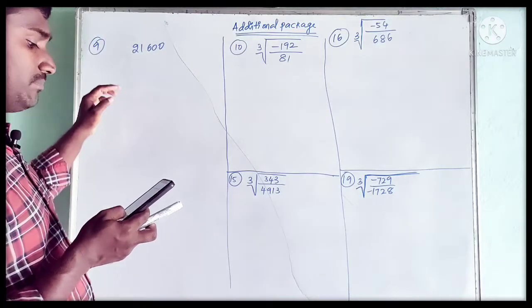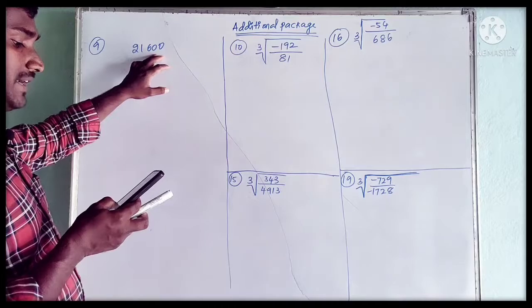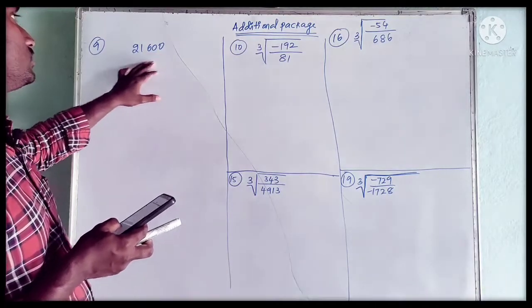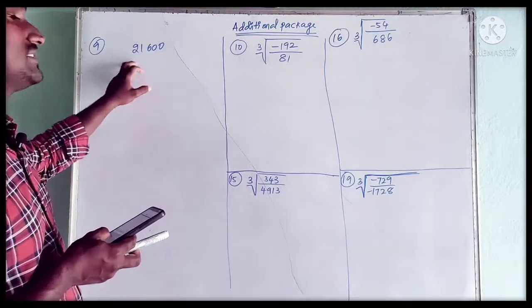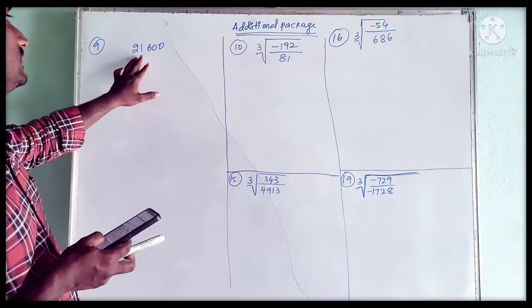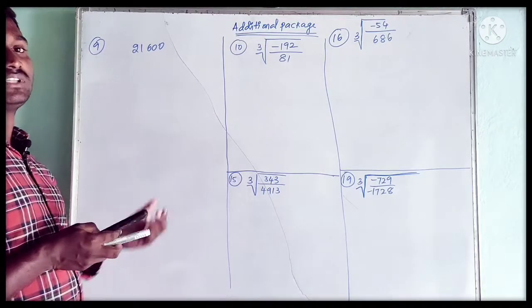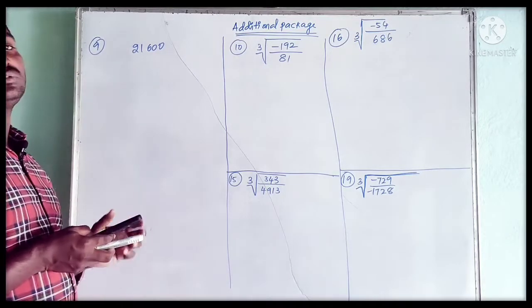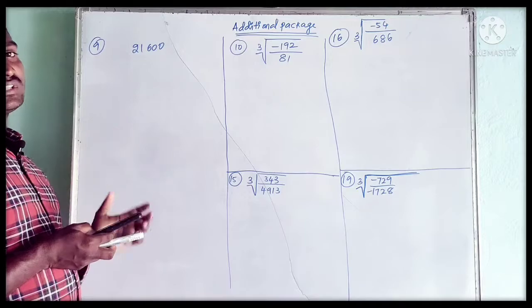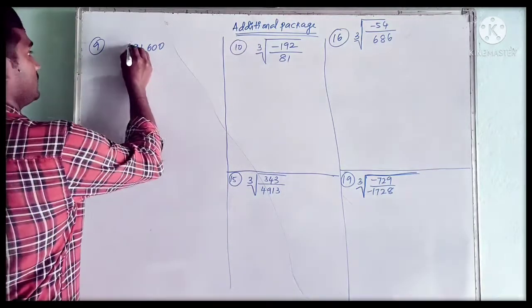By what least number should 21,600 be multiplied to make it a perfect cube? So 21,600 is not a perfect cube. If you multiply this number with some number, it becomes a perfect cube, they said. So which method do we need to use here? Prime factorization. Do the prime factorization for this.